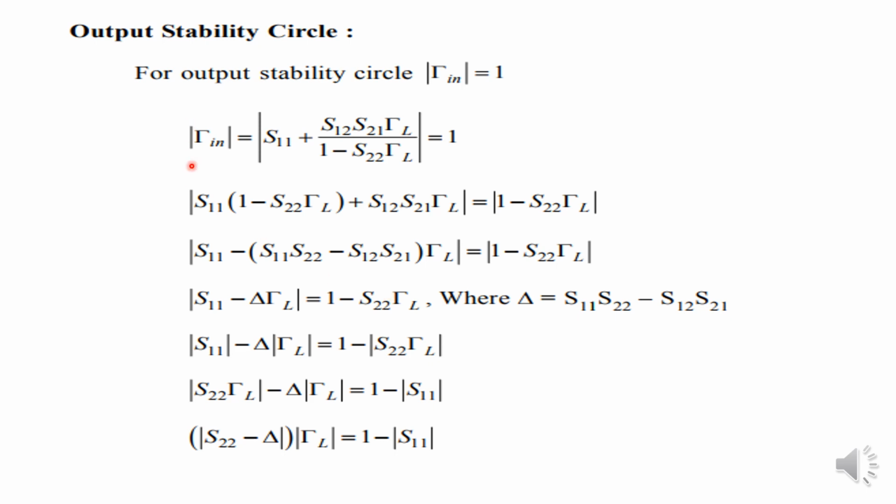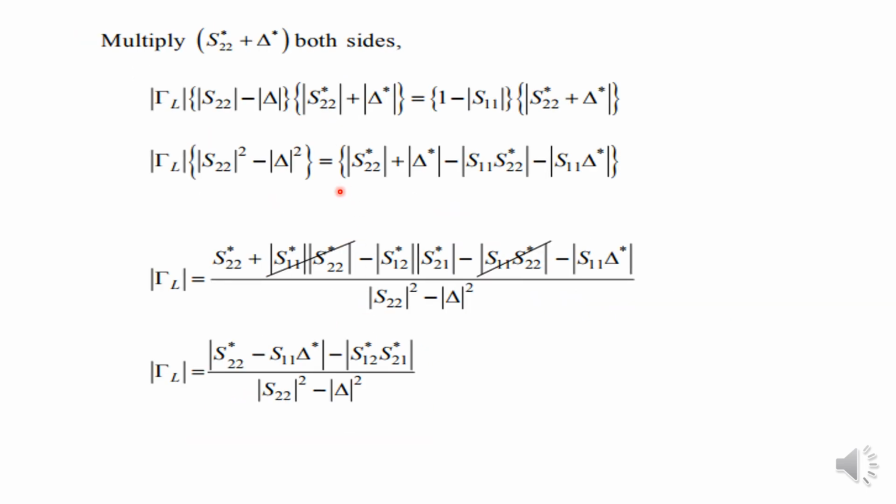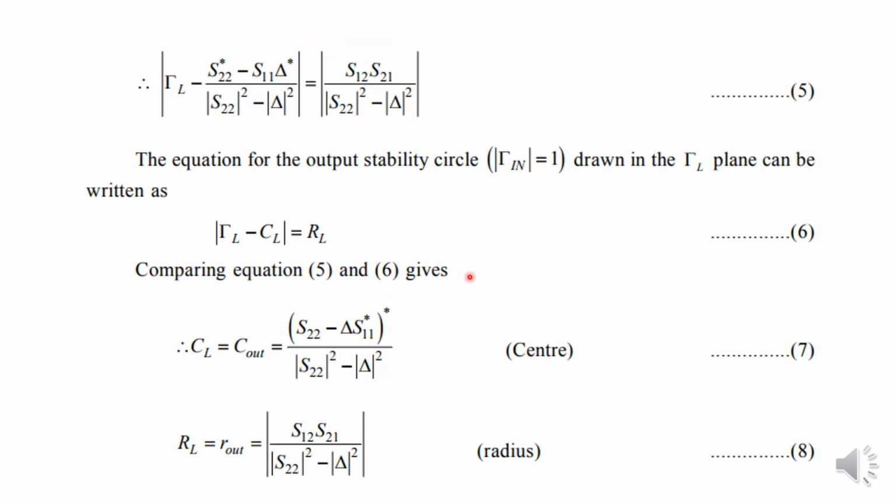The next one is the output stability circle. First we will be considering the output stability circle. We know that for the output stability circle, |tau in| should be equal to 1. We will write this equation in terms of S parameters. Just by rearranging this equation, we can find the value of tau L in terms of S parameters. And we can write tau L minus CL is equal to RL from the general solution, and from this we can find out the center as well as the radius of that particular region.